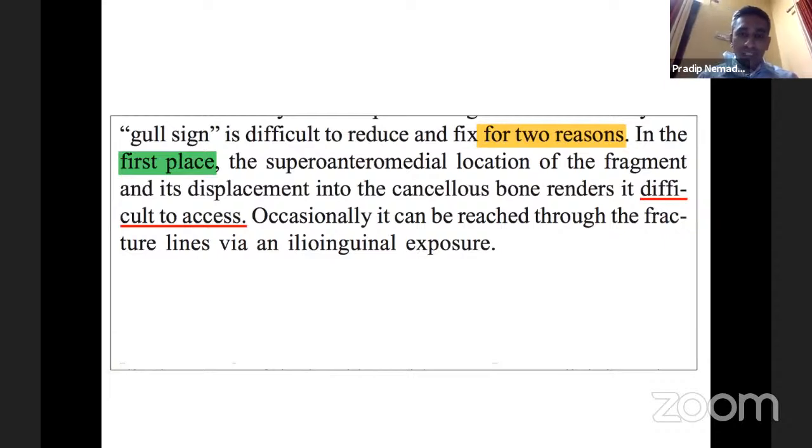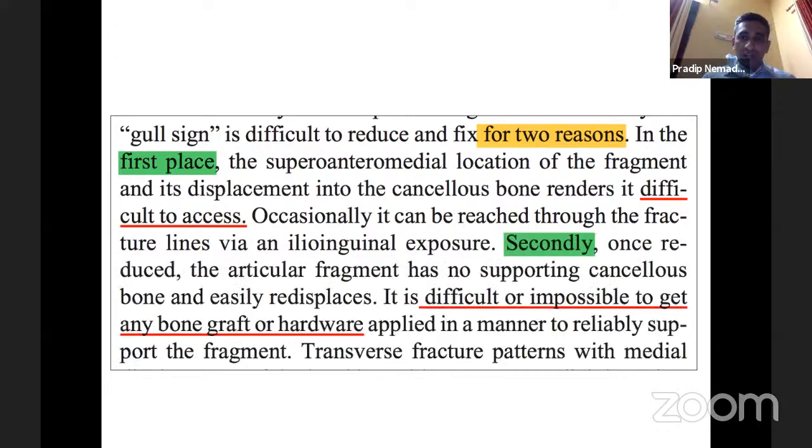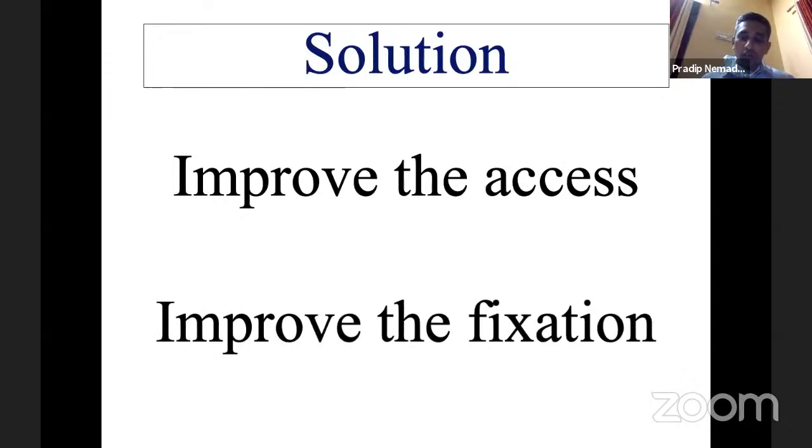First, that this superomedial or anteromedial location of the dome impaction is difficult to access. And the second is that even if you are able to access it, it is difficult or sometimes impossible to get any bone graft or hardware applied in a manner to reliably support the fragment. That's what was quoted in 2003. So the solution was to improve the access to that fragment and improve the fixation.